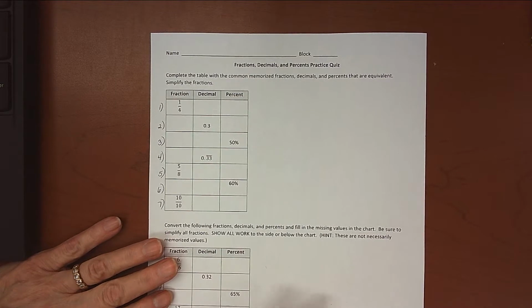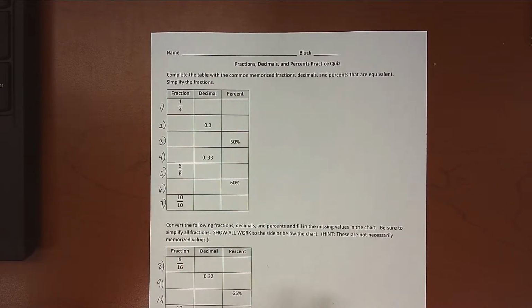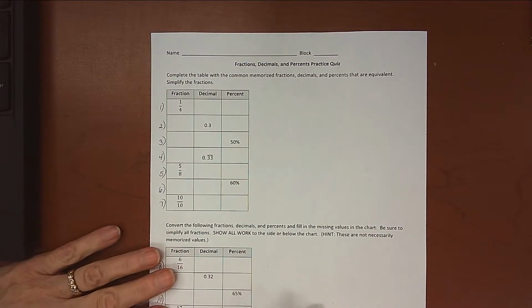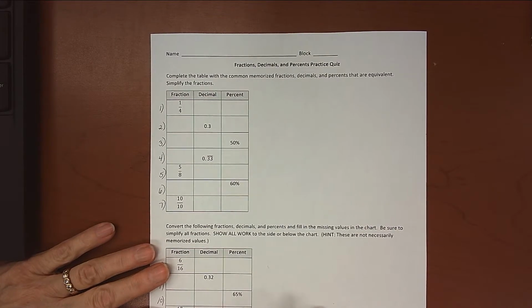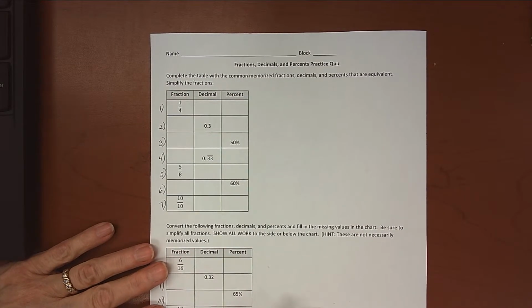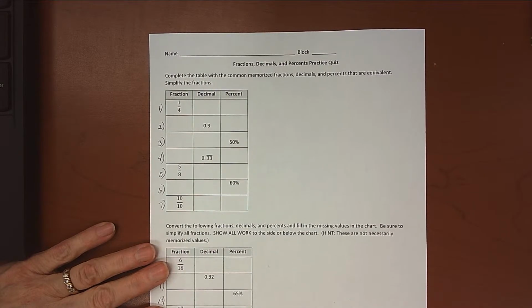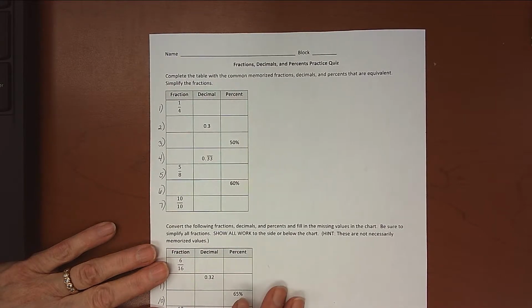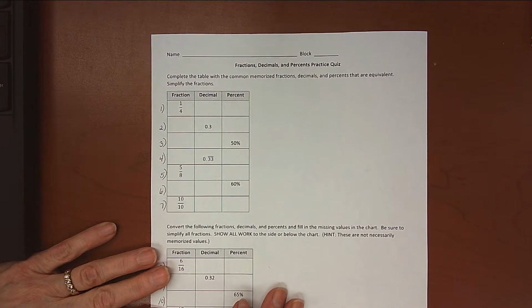All right, so looking at the first chart, the directions say, complete the table with the common memorized fractions, decimals, and percents that are equivalent. Simplify the fractions. So that means we want our fractions in the lowest terms so that the bottom and the top can't be divided by the same number anymore. All right, so again, these were the ones that we should have memorized. We want to get these memorized.